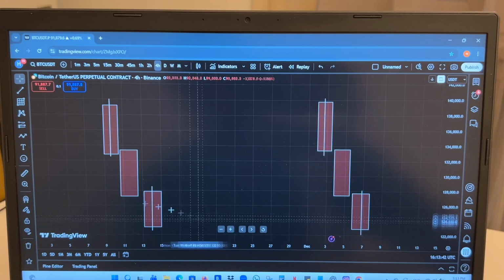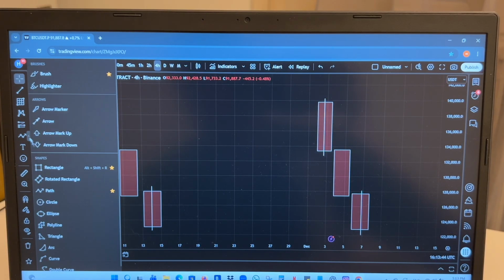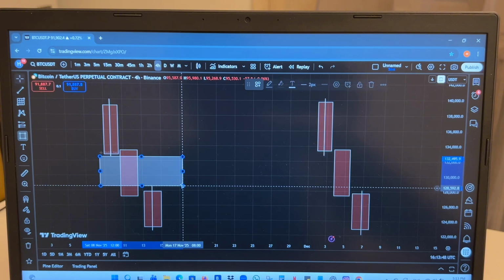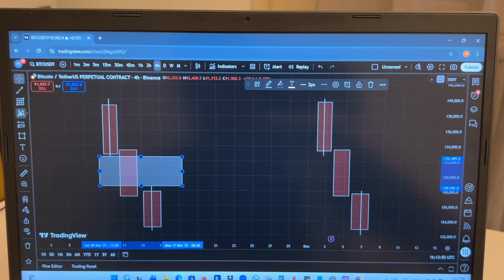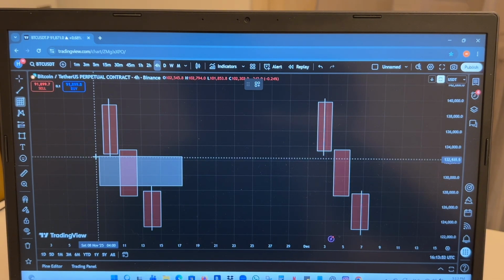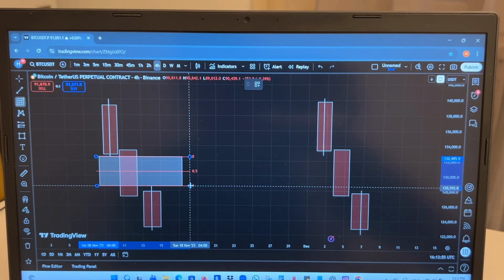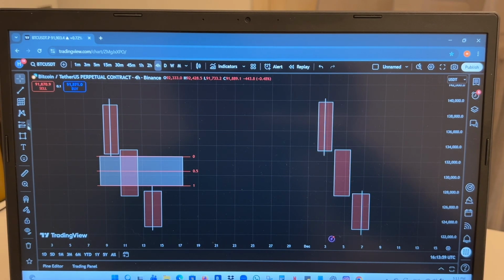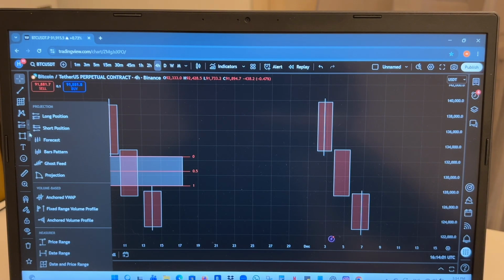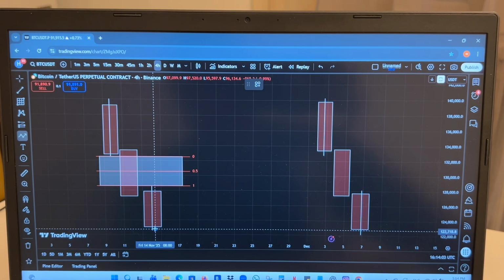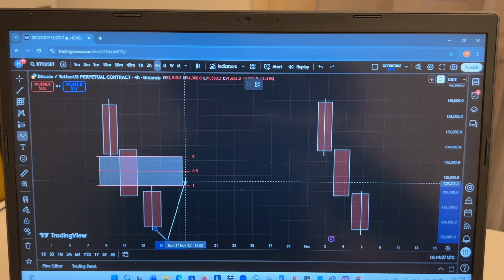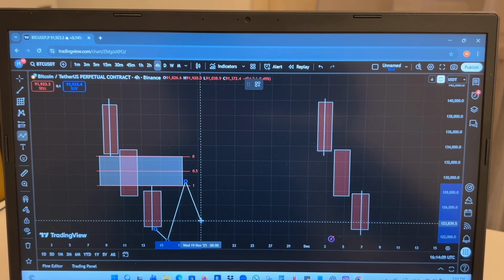So in this liquidity pool, we can clearly see that it has made an imbalance right over here. This is a fair value gap. And then what we are going to do is draw the Gann box tool. There you go. We can see the 0.5 level clearly. So what the market does is sometimes it comes here and taps between this 1 and 0.5 level and just gives a small push.